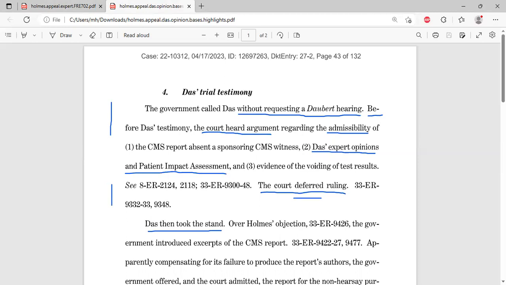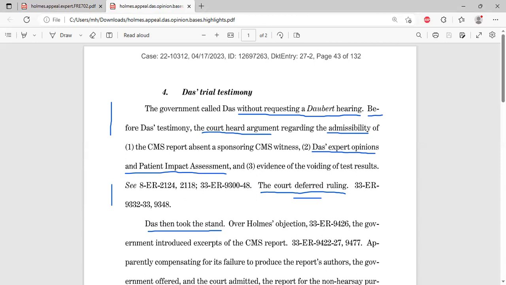The government called Doss without requesting a Daubert hearing. So what happened initially was the prosecution was going to call a different expert witness, Stephen Masters. The court determined that if he's going to be testifying, they needed to do a Daubert hearing before he testified, and that would allow the court and the parties to inquire to find out whether Masters, or whether an expert, had the credentials, what his opinion was, what it was based on. Okay.